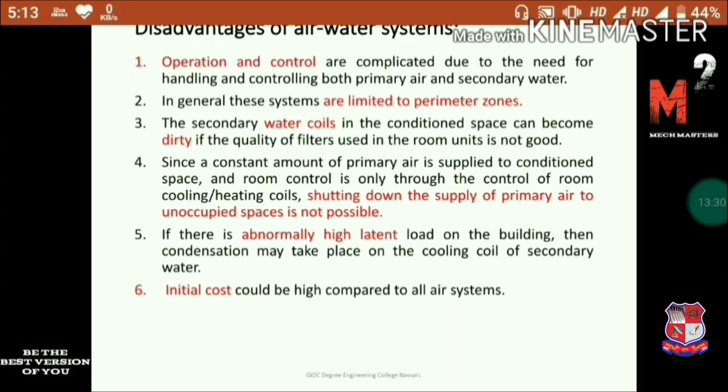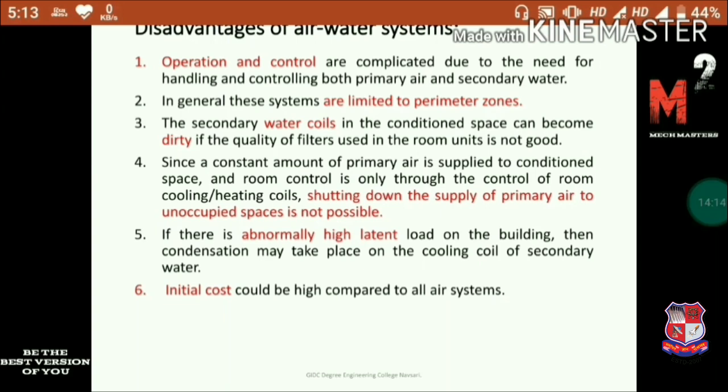If there is an abnormally high latent load on the building, then condensation may take place on the cooling coil of secondary water. As we learned, we only transfer the sensible load to the water line, but if the latent load is more than the design, then some part of the latent load may be transferred to the water line. In that case, we face the problem of condensation of water.